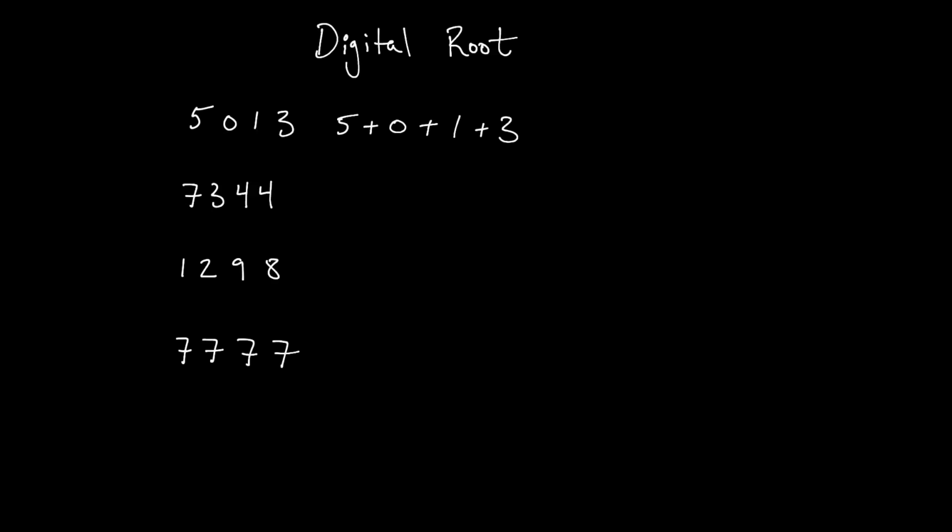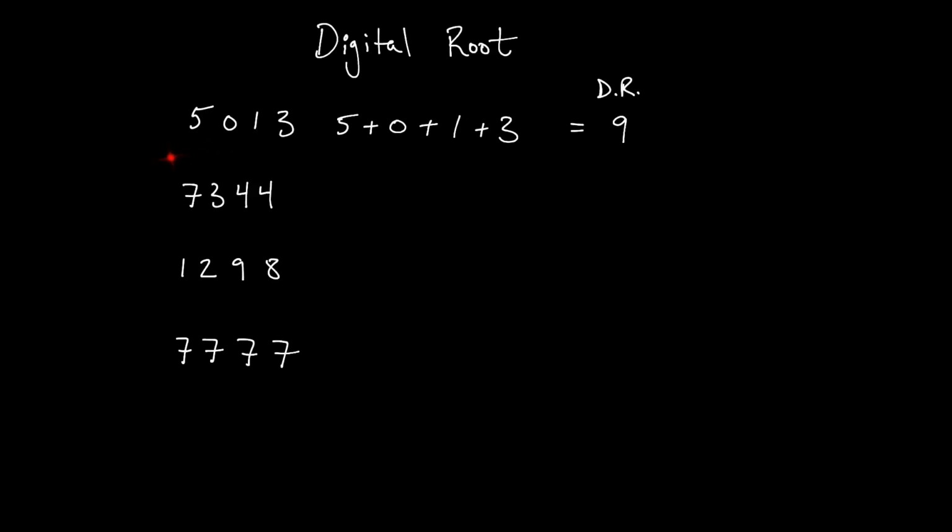Well, we know 5 and 1 is 6. 6 and 3 is 9. So we're going to say the digital root of our number is going to be 9. It's real simple. We just add up all the digits in the number until there's only one number, and that is our digital root.